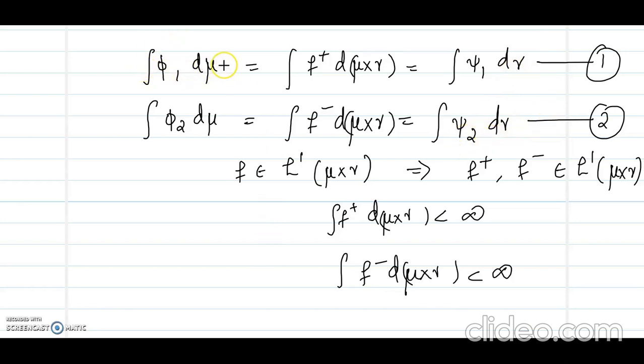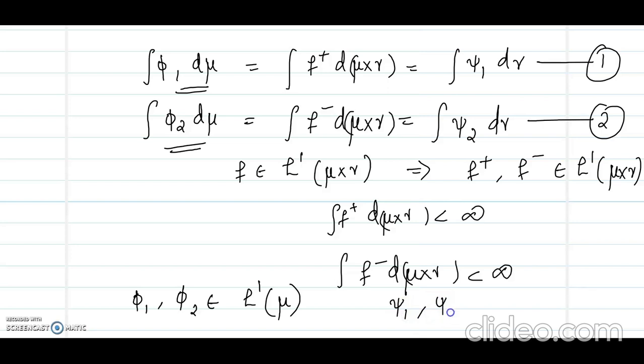Now when these integrals are finite, that means phi 1 and phi 2 belong to L1 of mu. So phi 1 and phi 2 are integrable with respect to mu. Similarly, psi 1 and psi 2 will belong to L1 of r.